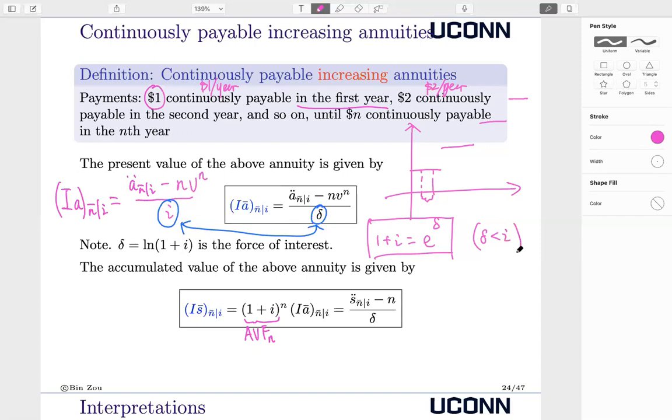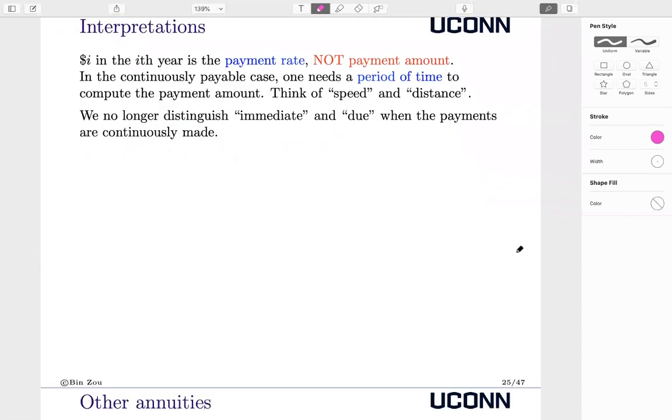Okay, so basically, if you look at the definition, if you only look at the first year, let me get to the next page so we have some space. If you only look at the first year, it is continuously payable with rate 1, right? So that is this. This is for the first year. This is a trivial example from what we already studied in chapter 2.